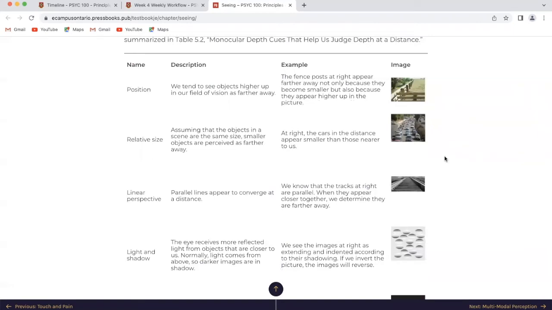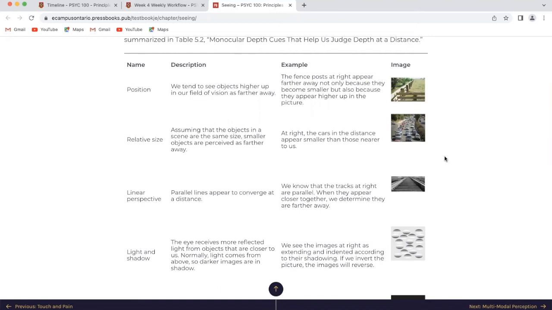Linear perspective. Parallel lines appear to converge at a distance. We know that the tracks at the right, like they have an example of train tracks here, are parallel. When they appear closer together, we determine they are further away.